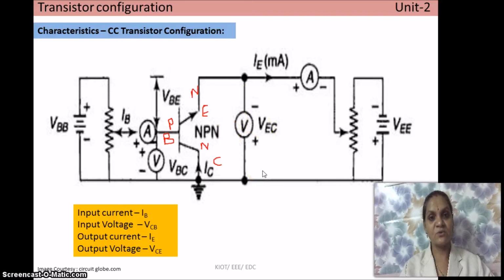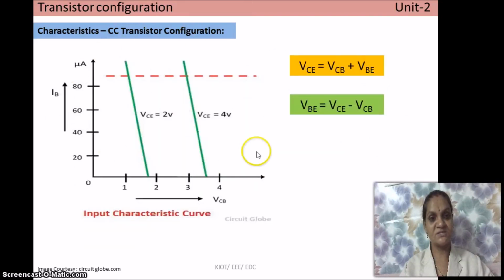So first, for plotting the input characteristics: this is the input characteristics of common collector. This is completely different compared to that of the common base and common emitter configurations.